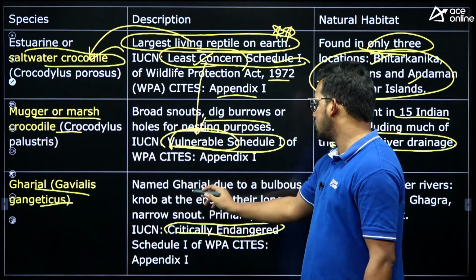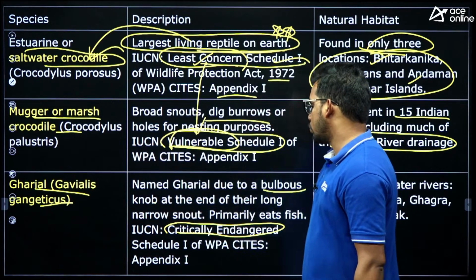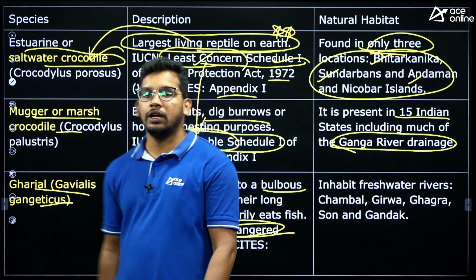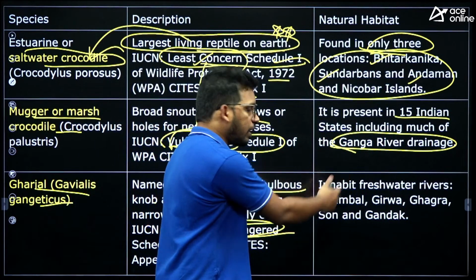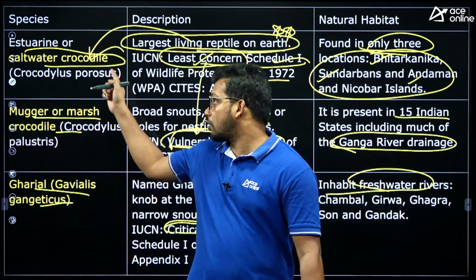Those are gharials, right? Because they have the knob over this nose. They are a critically endangered species in the IUCN, a very important status you need to remember. And where can we find them? They are found in fresh water, unlike the saltwater crocodiles.